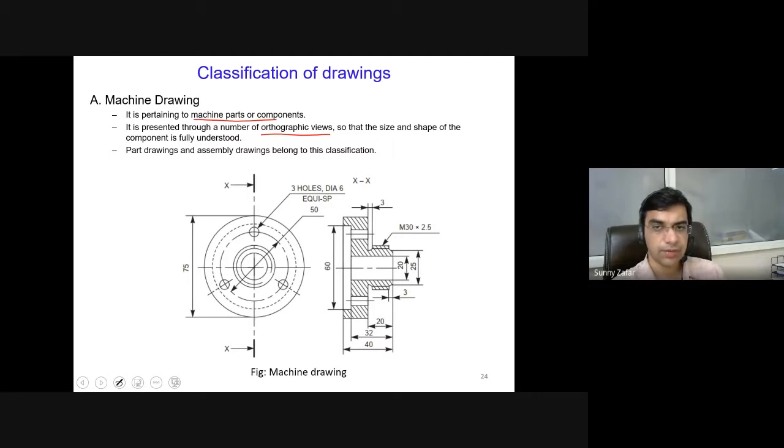So why do we use the orthographic projection? This is for one sole reason, that the size and shape of the component is fully understood in an orthographic projection. In an isometric projection, it is very difficult to see the internal details of different features present on any component, but those features can be easily understood in an orthographic view. An orthographic view is a two-dimensional representation of a three-dimensional object, in which typically we use the front view and the side view.